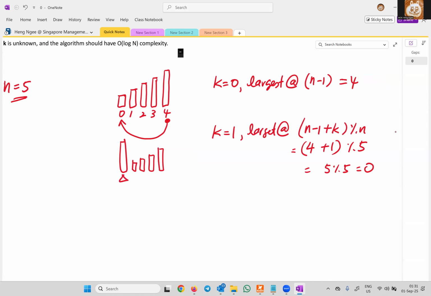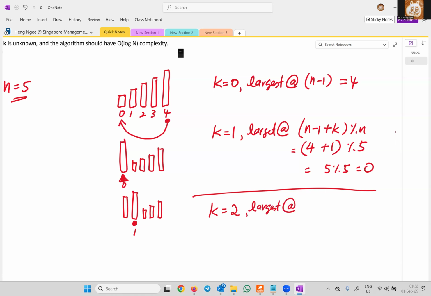Now, if k is equivalent to 2, we have this scenario. Position 1 just now was position 0. The largest element is now at n minus 1 plus k mod n. It's the same thing. Let me plug in 4 plus 2 mod 5, which is 6 mod 5, which is actually 1. All right, it goes in a circle.